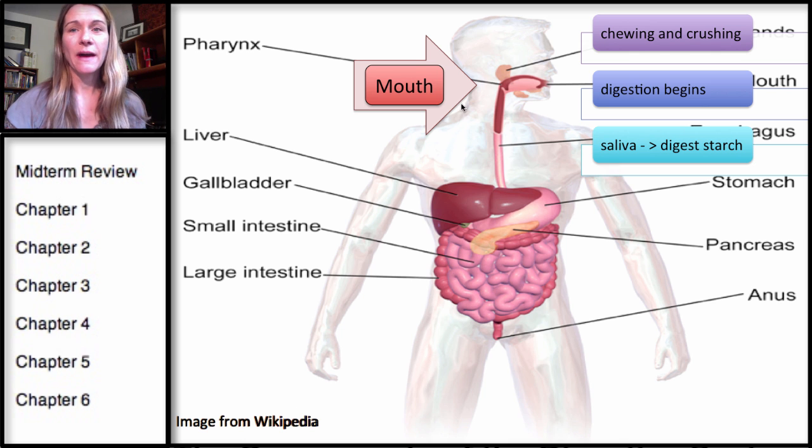We know that in the mouth there is chewing and crushing that happens, and this is where mechanical digestion begins, but also chemical digestion. We do have saliva and enzymes within the saliva that start to digest starch. So carbohydrate digestion begins in the mouth.